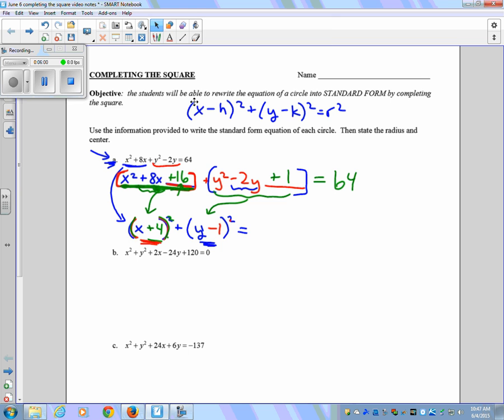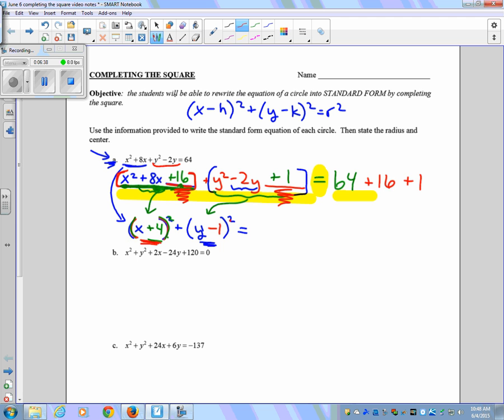But there's one catch. We have an equal sign here. If this is an equal sign, that means the left side has to equal the right side. Well, we just messed that up because we just added 16 and 1. You can't just add 16 and 1 to the left side of the equation and nothing to the right side. So you have to do the exact same thing on the right side that you did on the left side. So we're going to add a 16 and a 1 on the right-hand side.